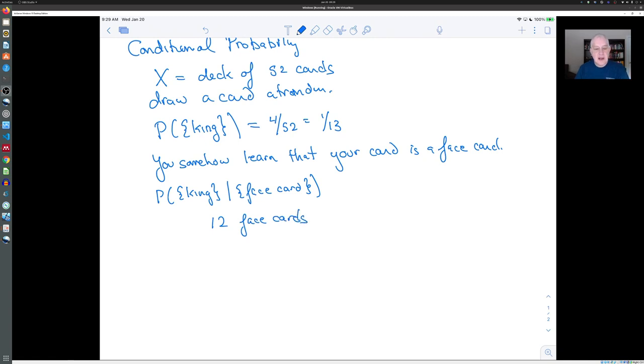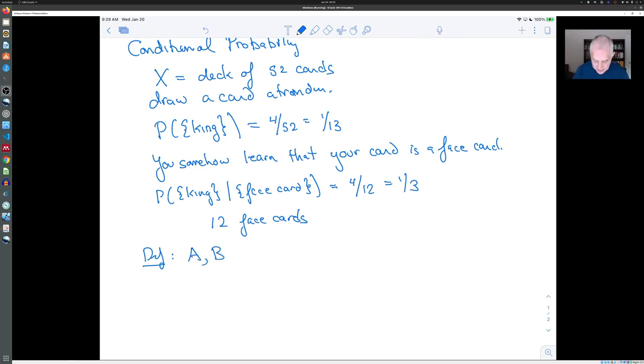And so instead of asking about drawing a king from all the cards, you're only asking about drawing it from these 12 face cards. And so the probability changes, and it becomes 4 in 12, or 1 in 3. So the additional information has affected the probability. One way to think about it is that you have restricted the sample space. Instead of looking at all the cards, you're looking only at a subspace of the cards as your sample space. So the definition of conditional probability is of that form.